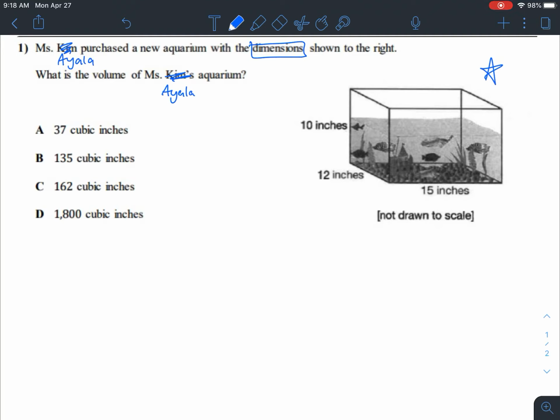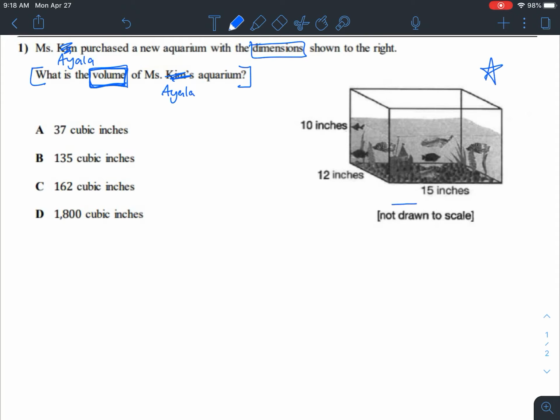What is the volume? So I know that this question has something to do with volume of Miss Ayala's aquarium. And that is the most important part of the question. So basically, I'm trying to figure out the volume of this fish tank. Let's go ahead and look at this fish tank to see if there's any further information it can tell us.